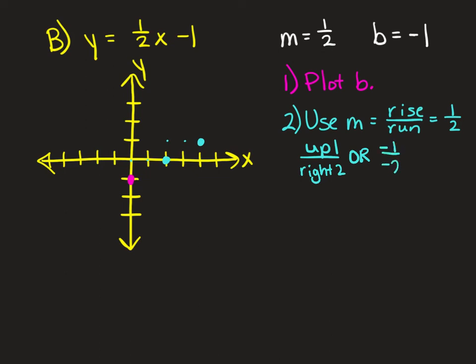negative 1 over negative 2, which is the same thing as positive 1/2, which means we're going to go down 1, left 2. So from our starting point, we go down 1, left 2, plot a point. Down 1, left 2, plot a point. And we've now plotted points that extend across our coordinate plane.